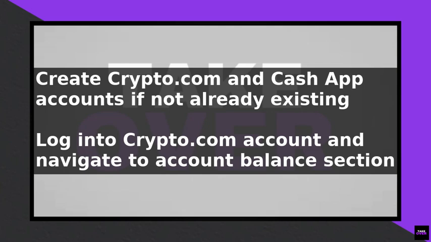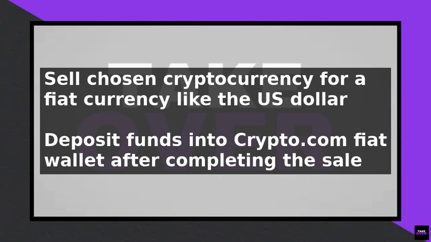Since Cash App does not support direct cryptocurrency deposits, you will need to sell your cryptocurrency for a fiat currency like the US dollar. To do this, click on the Sell button and follow the prompts to complete the sale. The funds will be deposited into your Crypto.com fiat wallet.